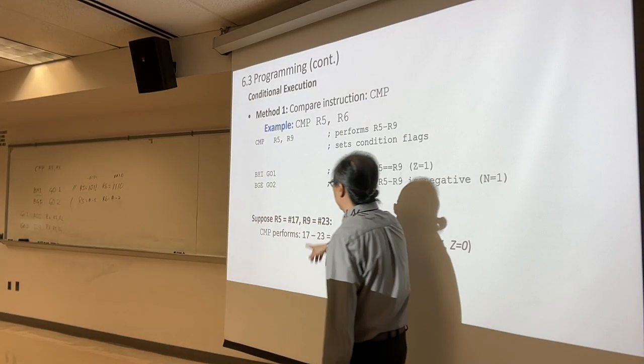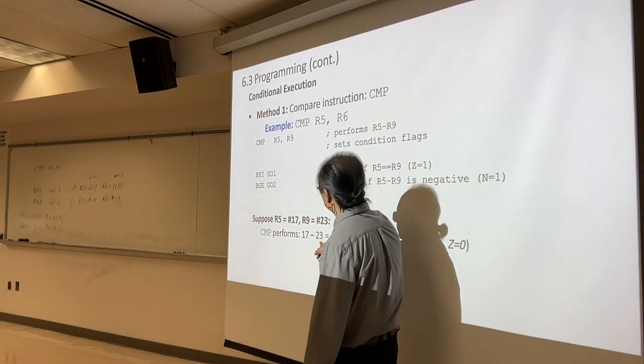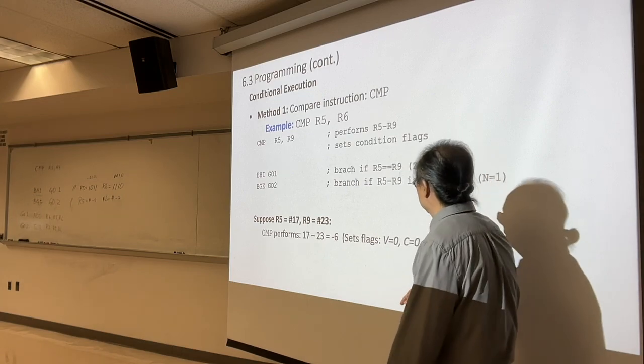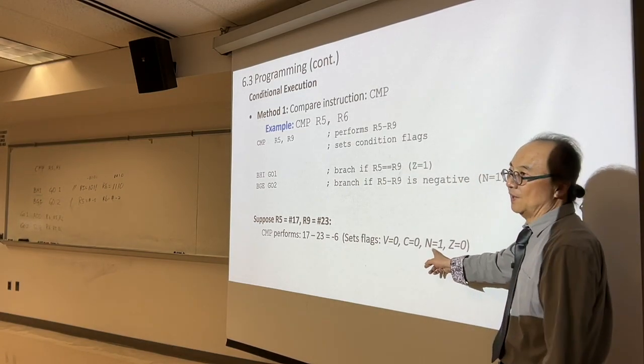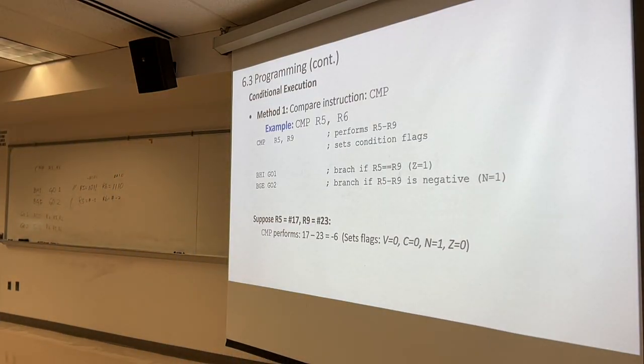But the point is, the first letter is a branch. You need to look at the next two letters to see whether we actually take the branch or not. If not, then we're going to execute the next line. If R5 is 17 and R9 is 23, in this case, 17 minus 23 is negative 6. So the negative flag is going to go up, and based on that, we'll do different actions.